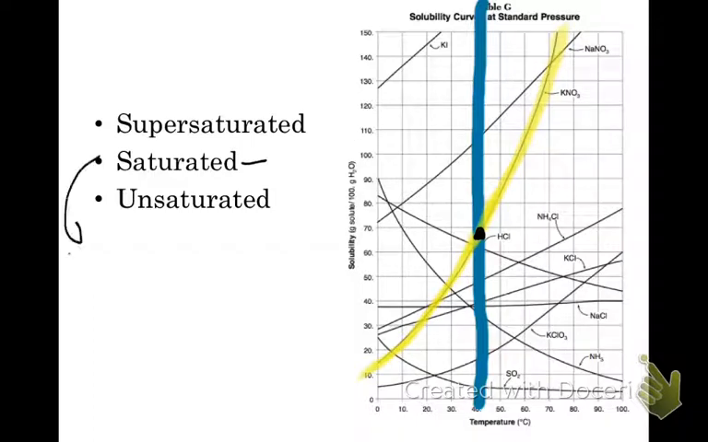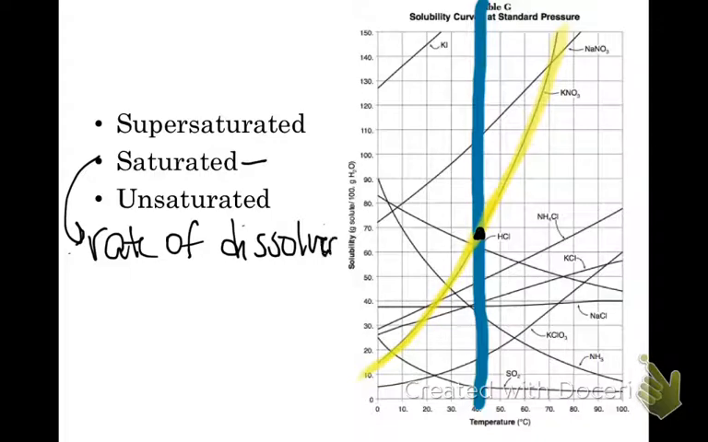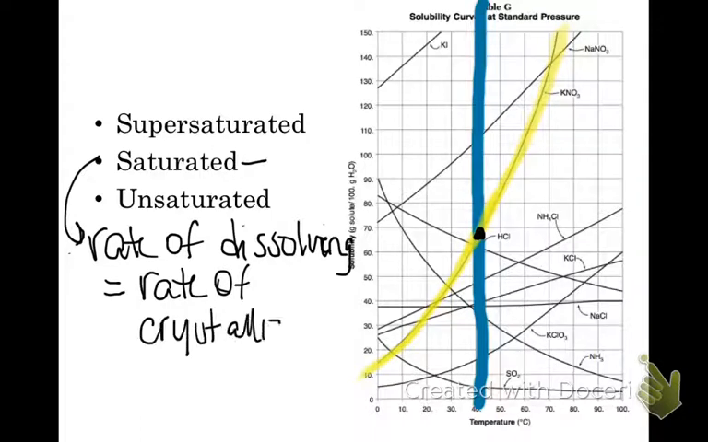So for saturated, rate of dissolving, meaning how well that dissolves in water, is equal to the rate of crystallization. So this is an equilibrium because we have an equal sign. It's an equilibrium. So it just so happens at 40 degrees Celsius, 68 or 67 grams of KNO3 will dissolve in 100 grams of water.